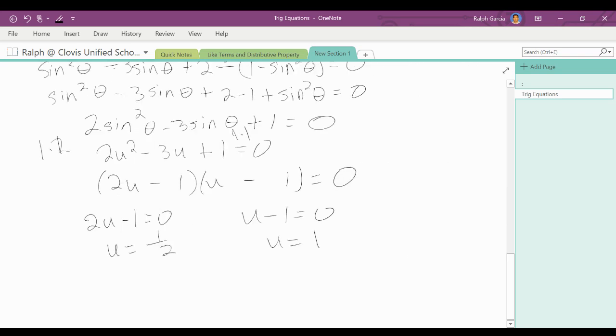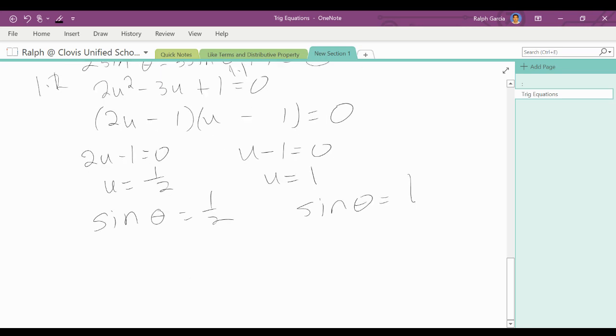Okay. So then I got to go back and resubstitute in. So sine theta equals a half and sine theta equals 1. So I can go ahead and put both my answers in there. So where is sine equal to 1? That's pi over 2 or 90 degrees. And where is it equal to a half? That's quadrants 1 and 2. And so that one would be pi over 6.